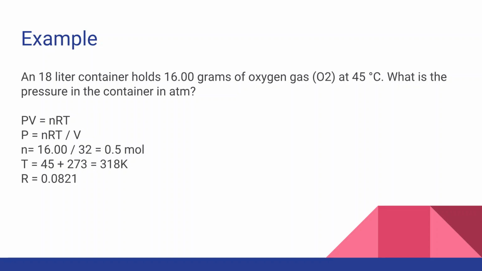And our R, since the pressure is in ATM, we would use 0.0821 as our R. So in the PV equals nRT equation, we plug in these variables to get P equals 0.5 times 0.0821 times 318 divided by 18. So our P would equal 0.725 ATM.